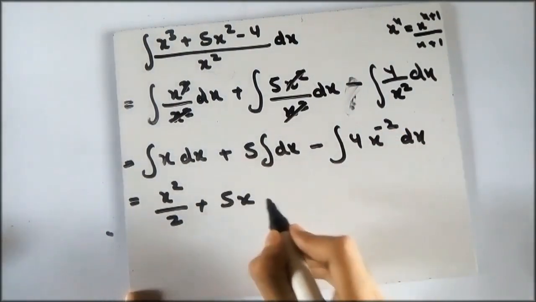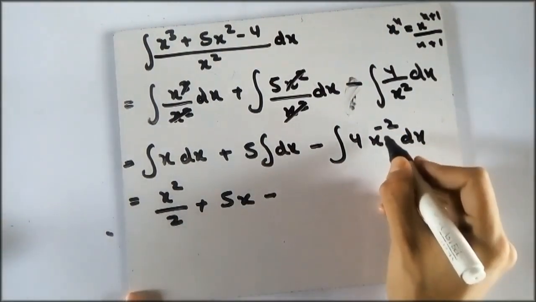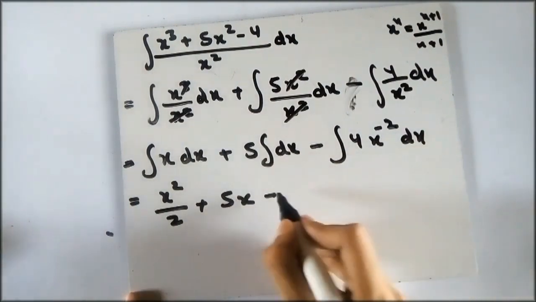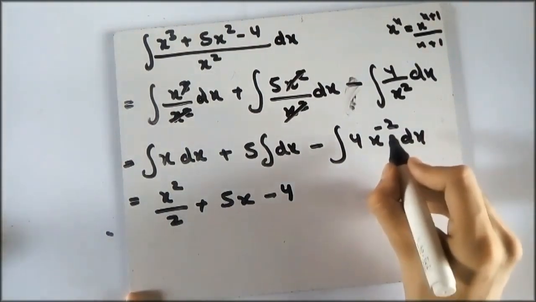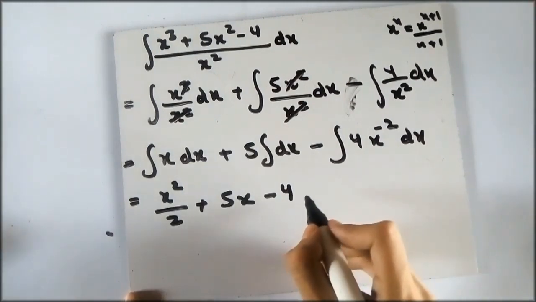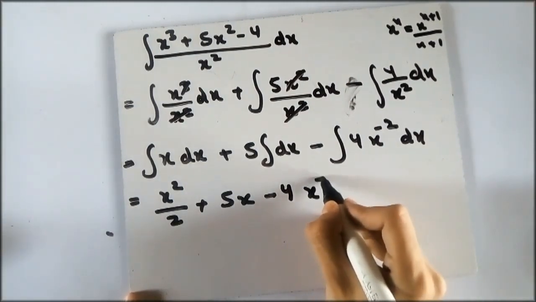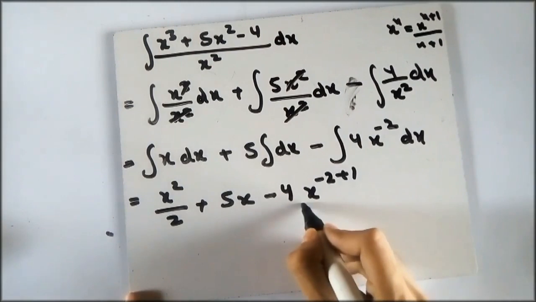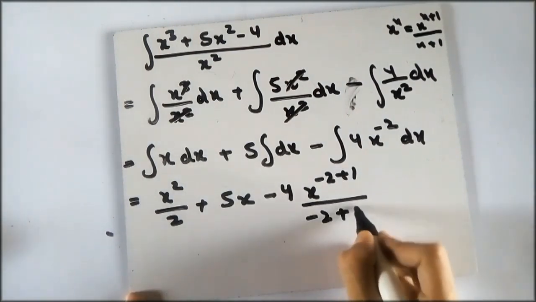Now this is a little difficult. Now integration of x raised to the power minus 2. 4 is a constant, it will come outside. Now in here we will do this: x raised to the power minus 2 plus 1 divided by minus 2 plus 1.